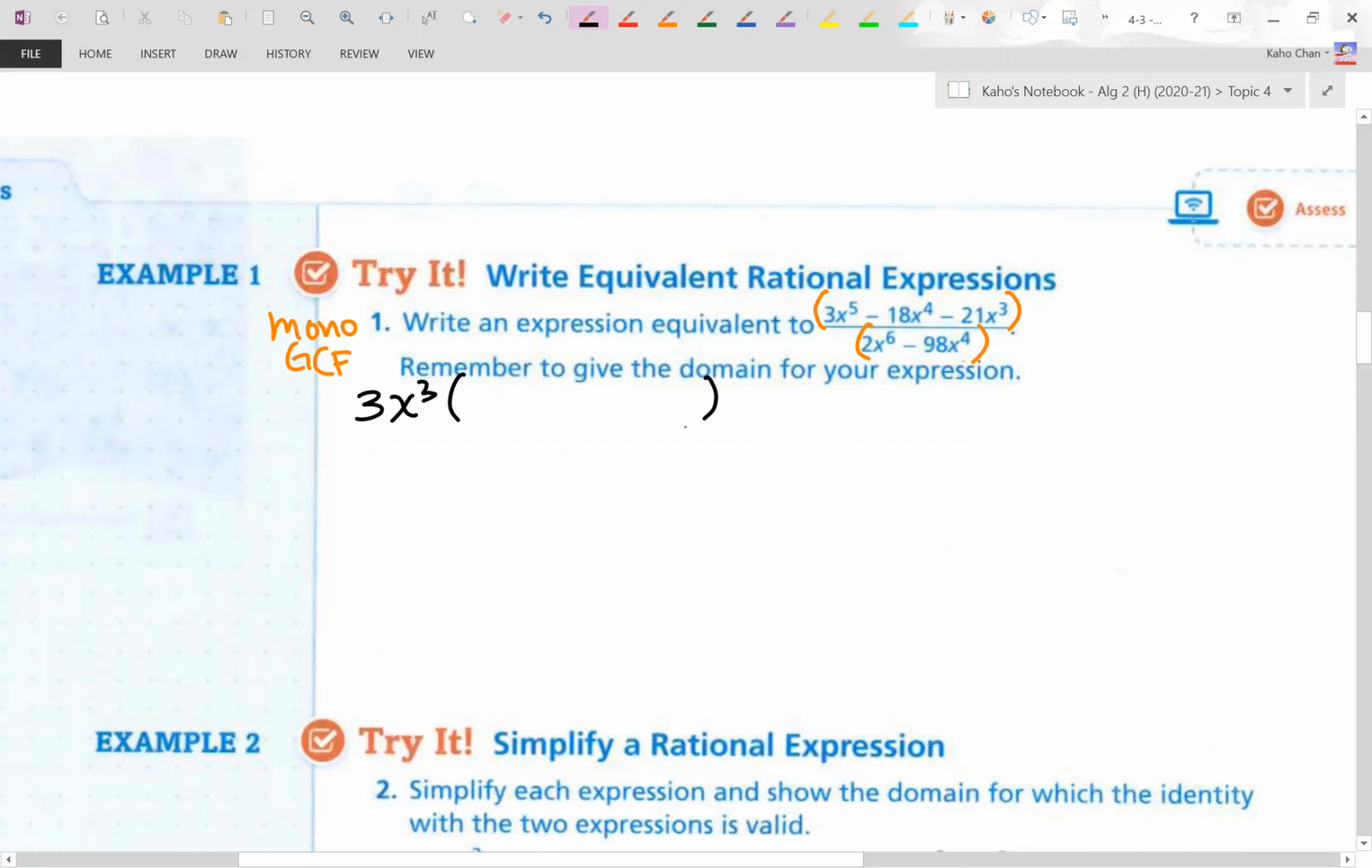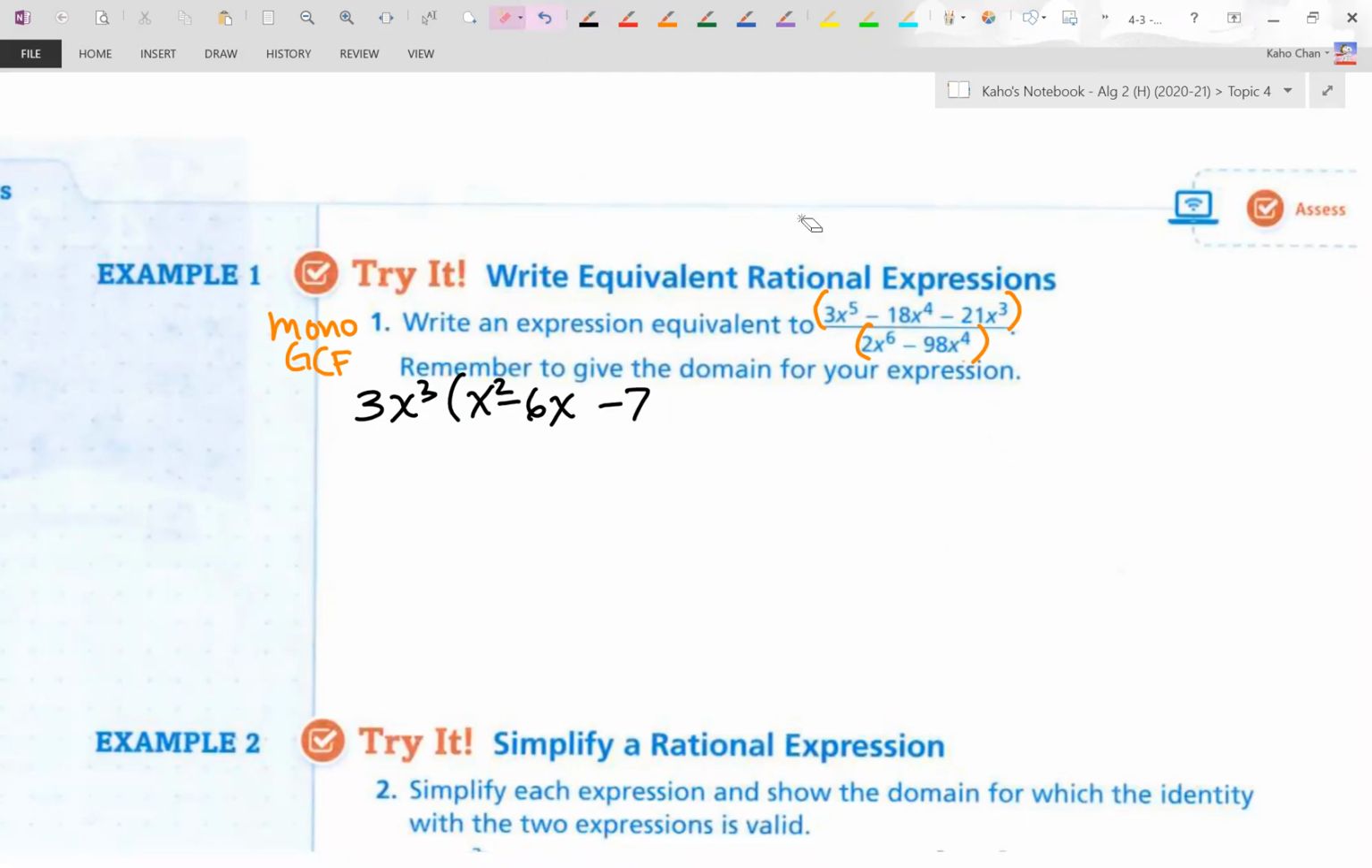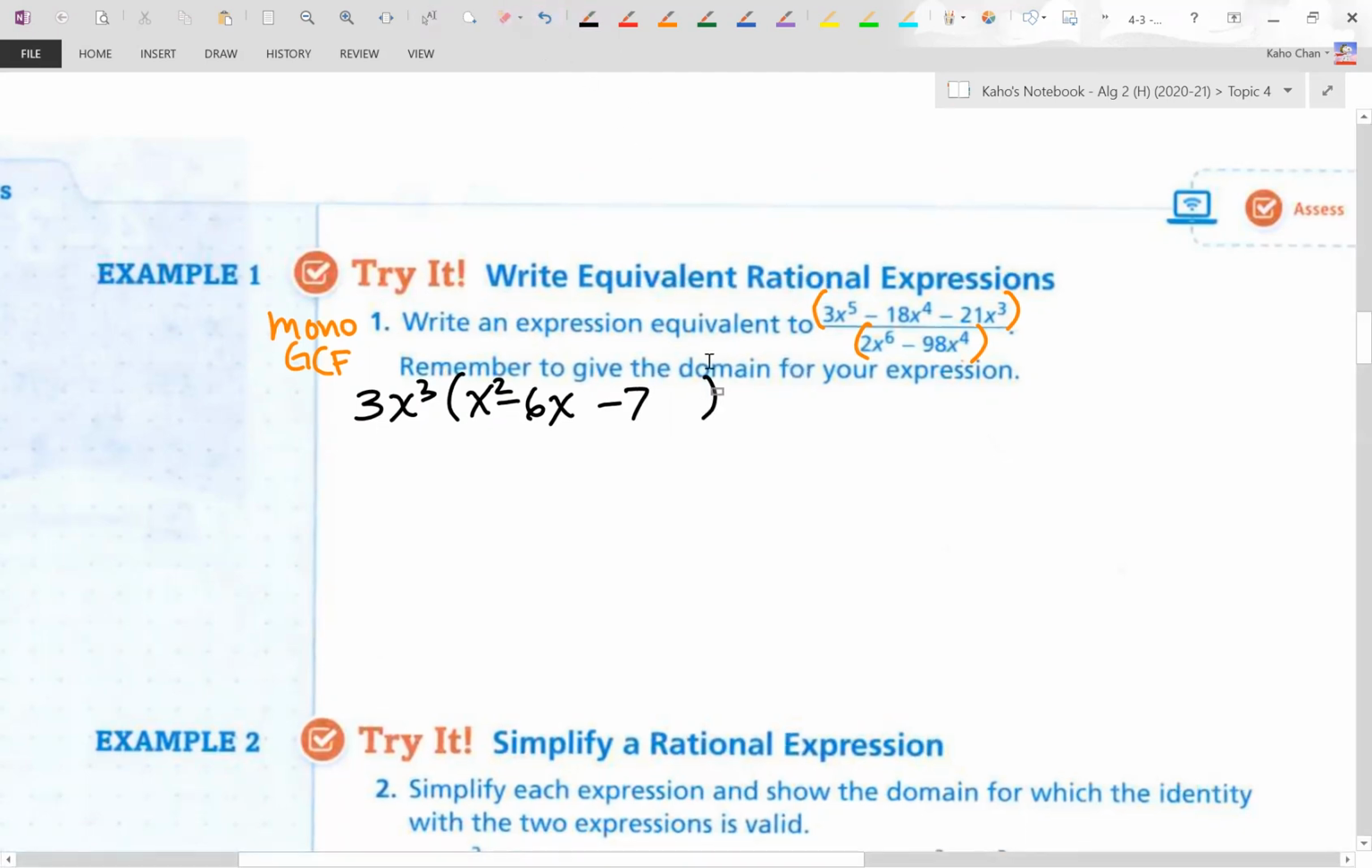And when I factor out a 3x to the 3rd, I'll be left with, and I'm basically dividing, right? 3 divided by 3 is 1. x to the 5th divided by x to the 3rd is x squared. If your factoring skills are shaky, it's a good time to practice or ask questions, because this is something that was expected of you to learn from Algebra 1 and geometry. Next term, negative 18 divided by 3 is minus 6. And we have x to the 4th divided by x to the 3rd, that's x to the 1st, great. And then finally, minus 21 divided by 3x to the 3rd, we have minus 7. Okay, that takes care of the numerator.